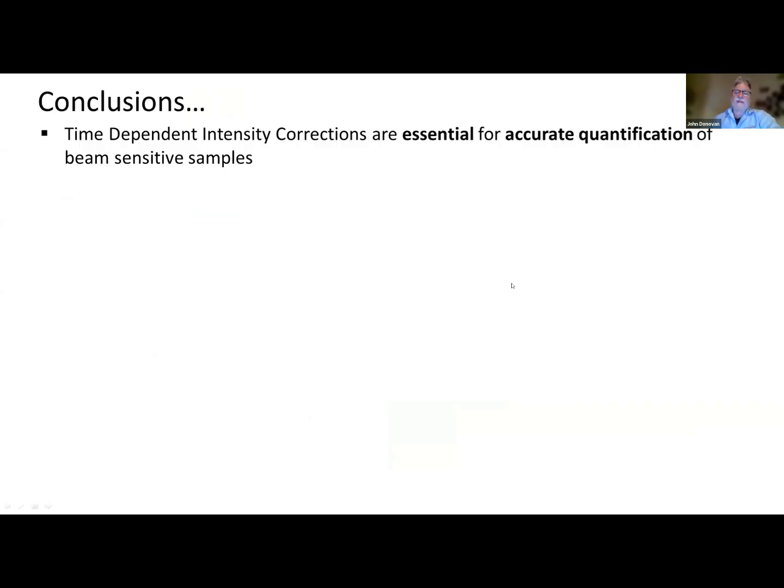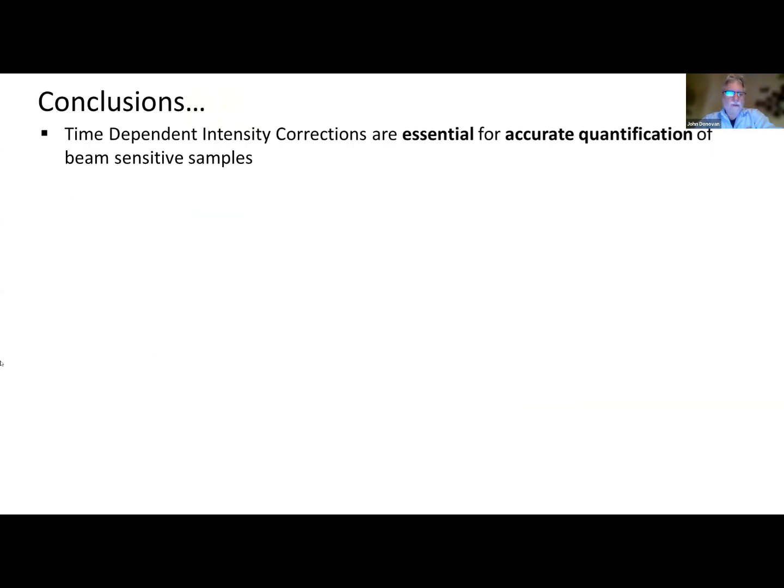Time-dependent intensity corrections are really important. They really can help give you an accurate quantification of even extremely beam-sensitive samples. You may need to play with the amount of beam current and your beam focus, but as long as you get some kind of a response from the system that can be fit, then you can get a very good estimation of the intensity before the beam hit the sample.